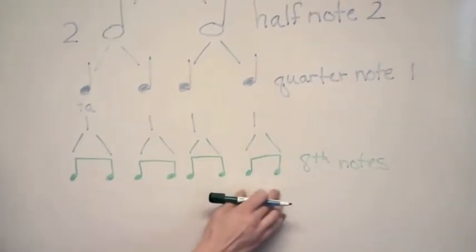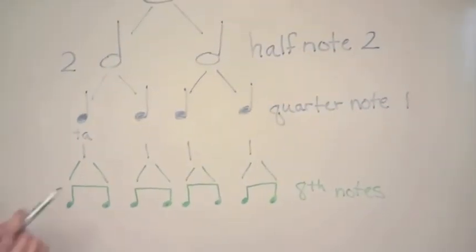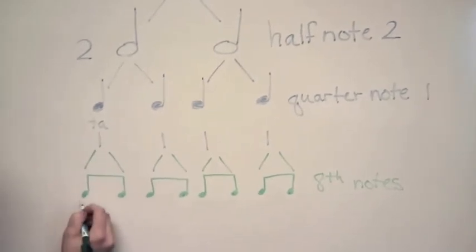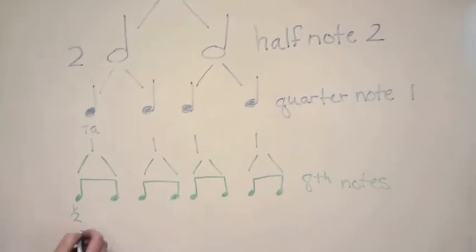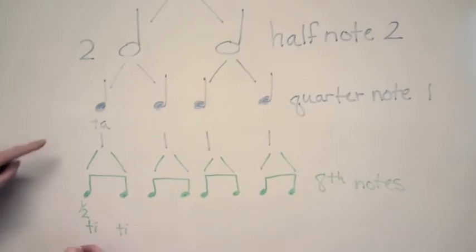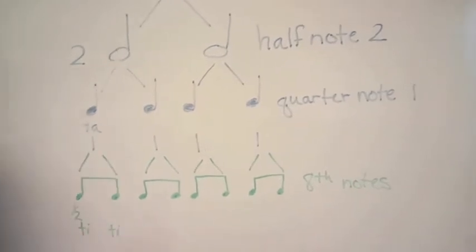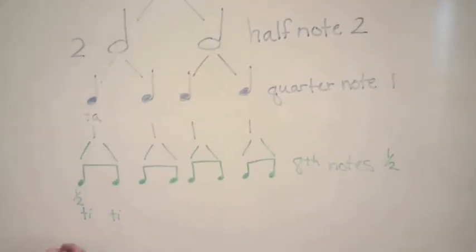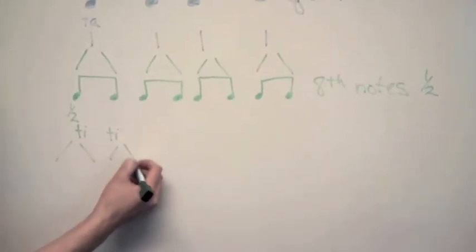There are 8 of them. 8 of these can fit into a whole note, and each one is worth half of a beat. Or, as we were learning it, ti, ti. Ta, ti, ti. So each one is worth a half. Now the last one we're going to learn about, we can break this up one more. Break each eighth note up.